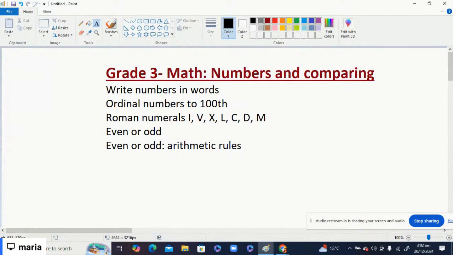So today we are here for grade 3 maths. The chapter we discuss today is numbers and comparing. And here is the list of the lessons we cover today. The first lesson is write number in words, ordinal numbers to hundredth, Roman numerals, even or odd arithmetic rules.